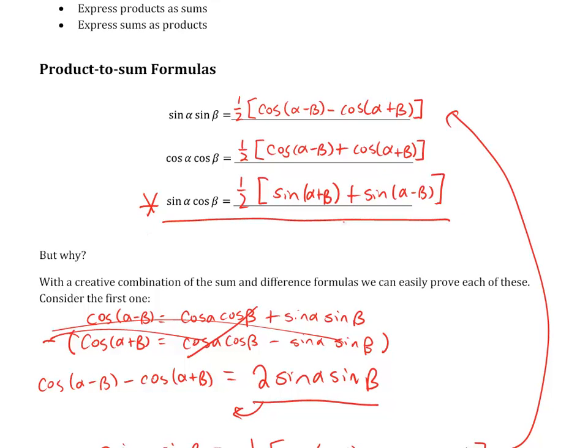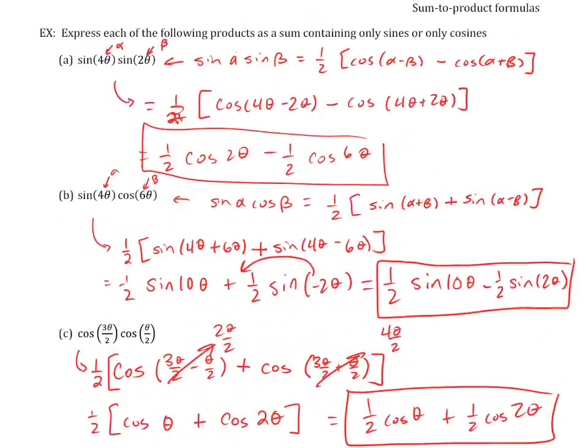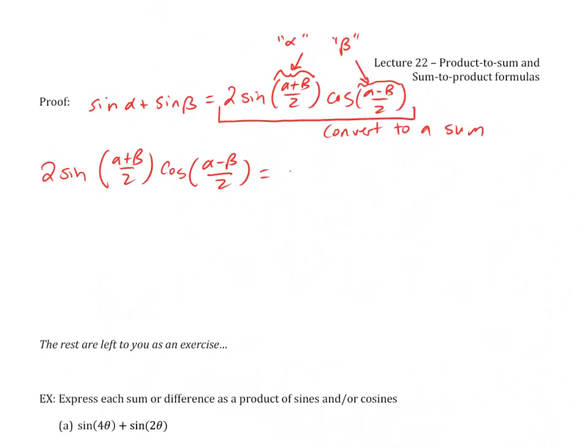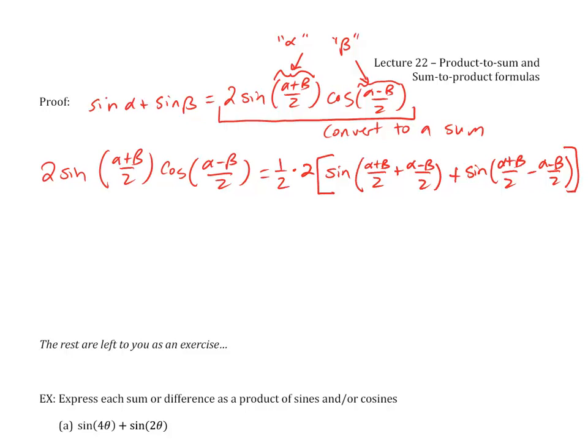1/2 of the sine of the sum of the angles plus sine of the difference of the angles. So here, I'm going to take 1/2, and of course we still got the 2 out front, so I'm going to leave that out there. Now you're going to take the sine of the sum, so sine of (alpha plus beta) over 2 plus (alpha minus beta) over 2, plus the difference, sine of (alpha plus beta) over 2 minus (alpha minus beta) over 2. So of course, the 2 and the 1/2 just become a 1.